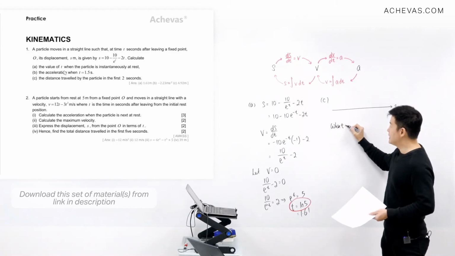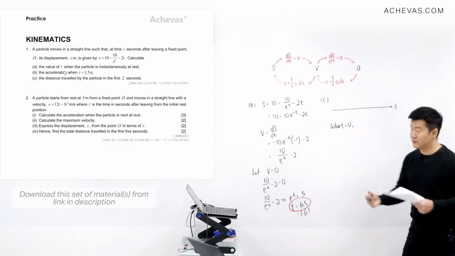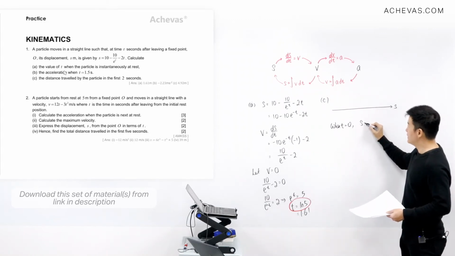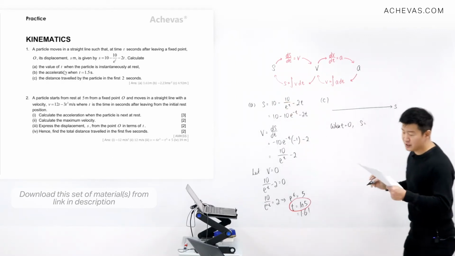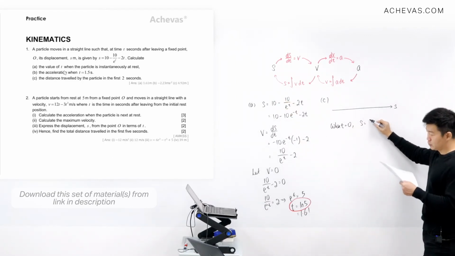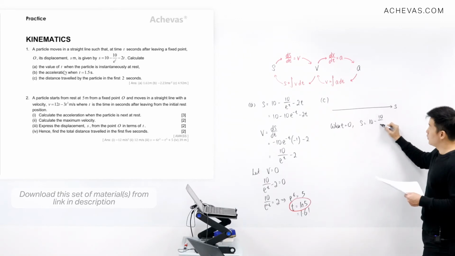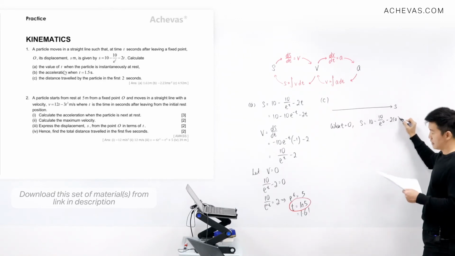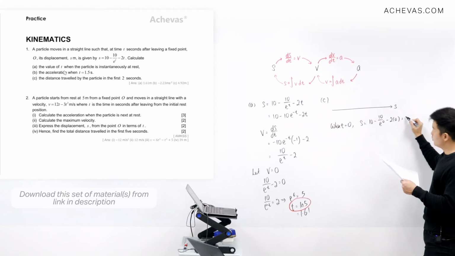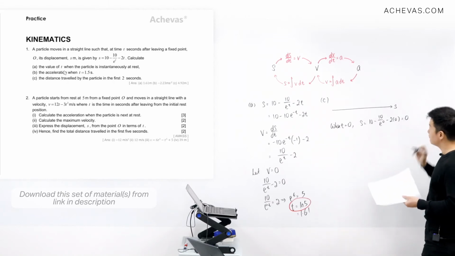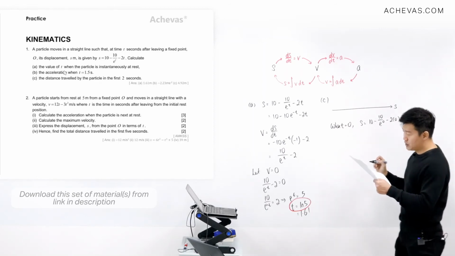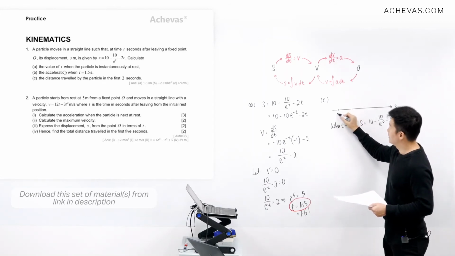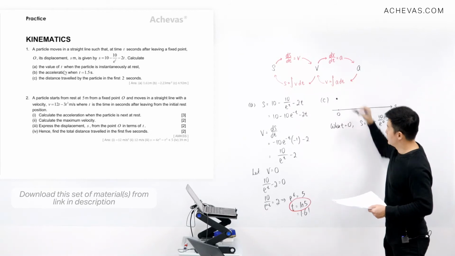When t is equal to 0, when the particle first started out, if I make use of the expression for s that is given to us by the question, s is going to be equal to 10 minus 10 over e to the power of 0 minus 2 times 0. So this happens to be 10 minus 10, which is 0, which means that the particle started out here, at the origin.